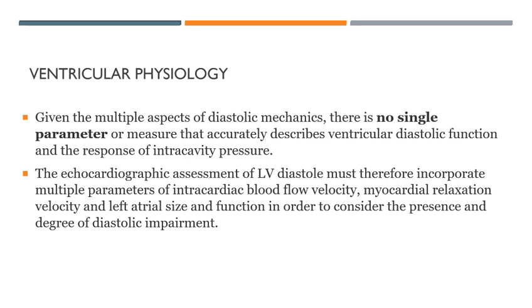Given the multiple aspects of diastolic mechanics, there is no single parameter or measure that accurately describes ventricular diastolic function and the response of intracavity pressure. The echocardiographic assessment of left ventricular diastole must therefore incorporate multiple parameters of intracardiac blood flow velocity, myocardial relaxation velocity, and left atrial size and function in order to consider the presence and degree of diastolic impairment.